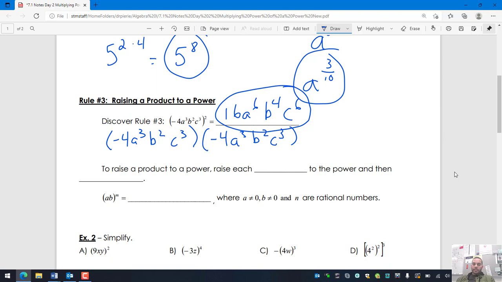But the easier way to think about this is rather than pulling it apart, what we could easily do here is we could easily just raise each exponent to the power and then multiply.